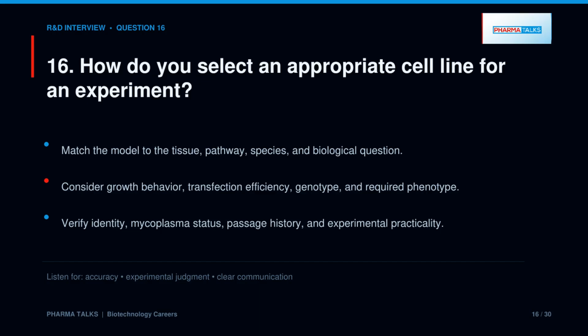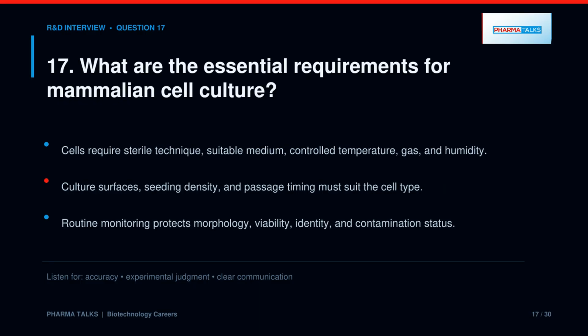I would consider tissue of origin, species, genotype, pathway activity, and whether the required phenotype is preserved. Practical factors include growth rate, culture requirements, transfection efficiency, and assay compatibility. Before use, the line should be authenticated, tested for mycoplasma, and tracked by passage number.